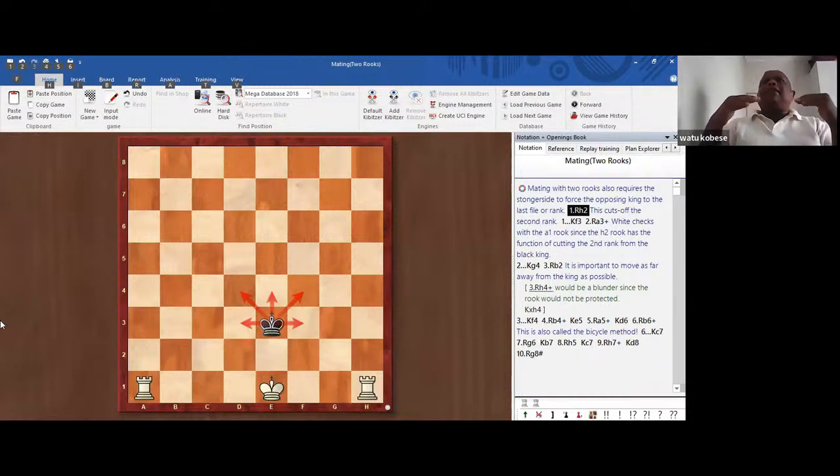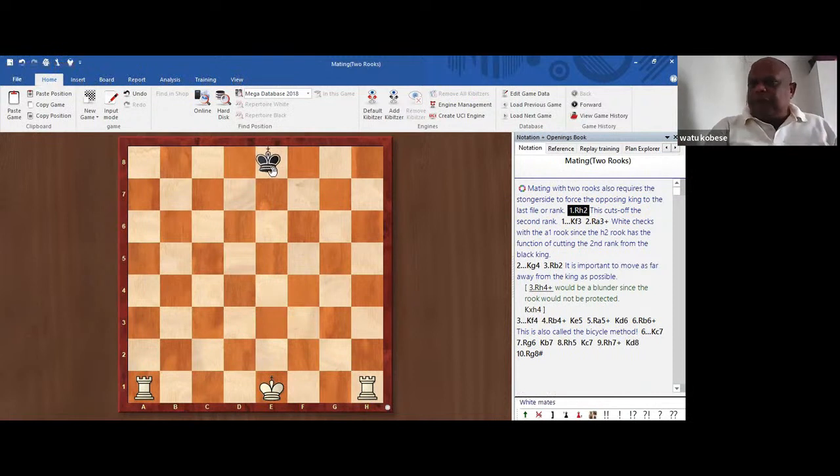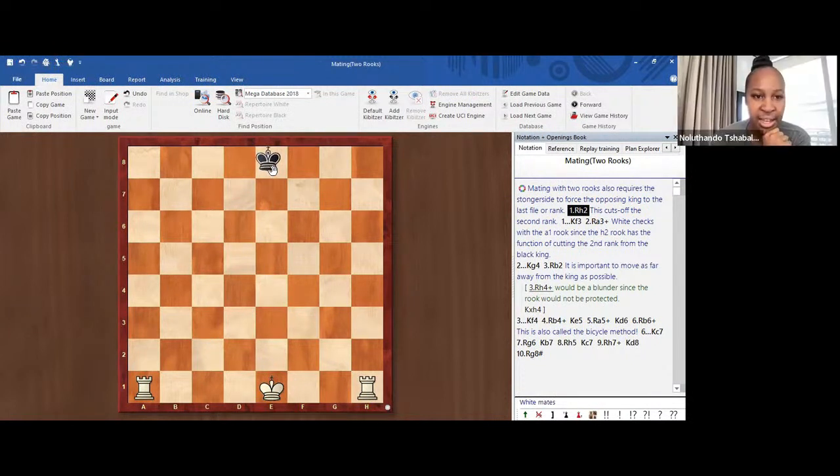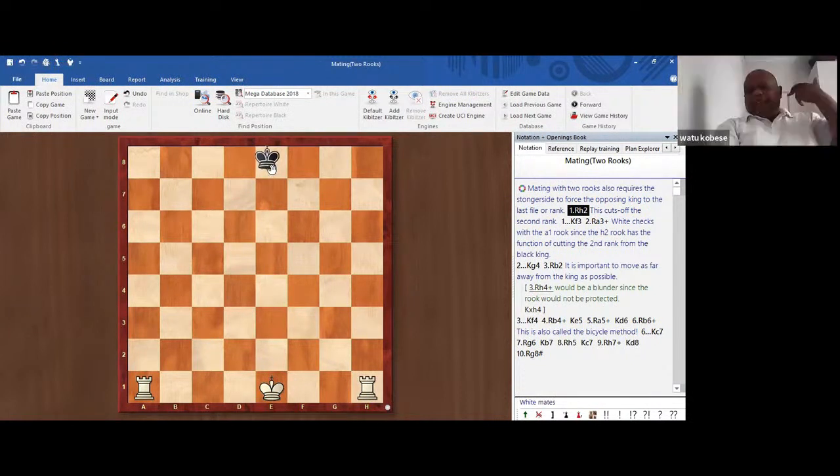And we cannot checkmate the king when it can move to so many squares. So we want to limit its movement. We want to force this king to the edge of the board. When the king is at the edge of the board, it cannot move backwards anymore. Then we're able to checkmate the king. So how do we do that?